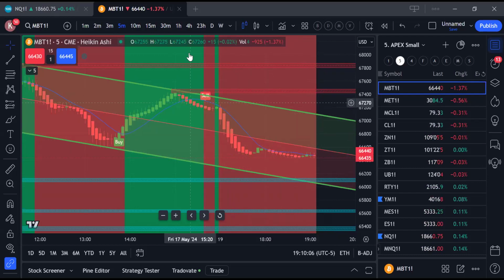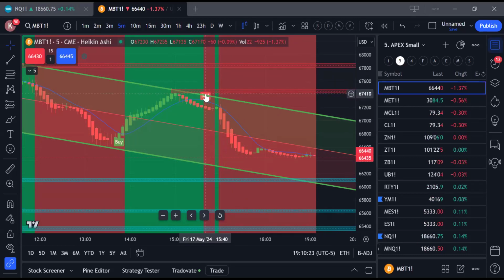So it is very easy. You don't need to look at RSI, MACD. You don't look at any other confluence. Only if the trend is bearish, you will wait for the sell, and you will just take a sell whenever the background is red.